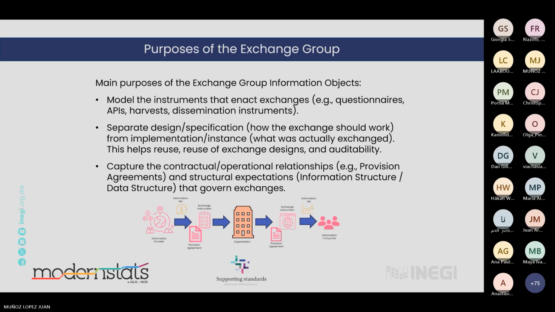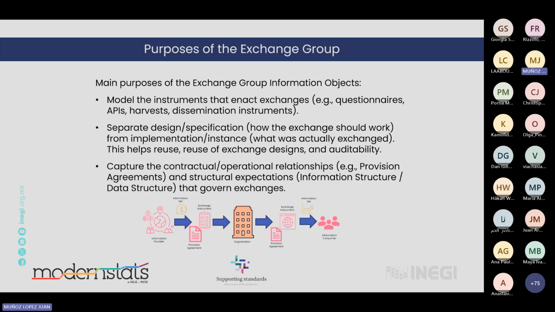The change group has three main purposes. Model the instruments we use for exchange, things like questionnaires, APIs, or websites. Separate the design from the actual data exchange, which improves reuse and traceability. It captures agreements and rules that govern changes. For example, the conditions under which data can be shared.